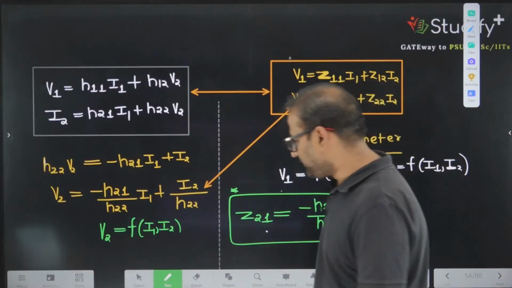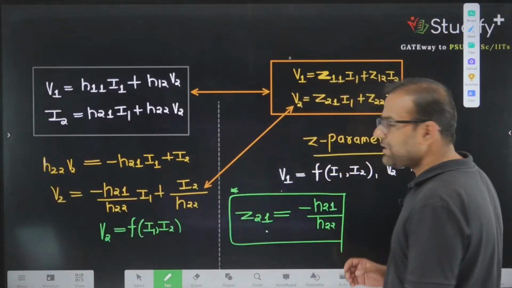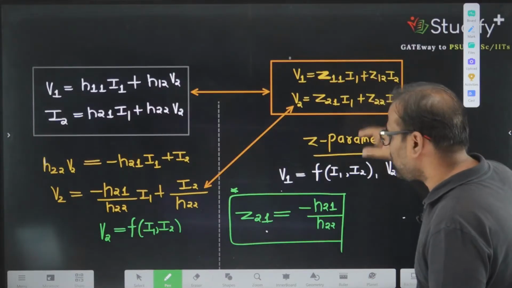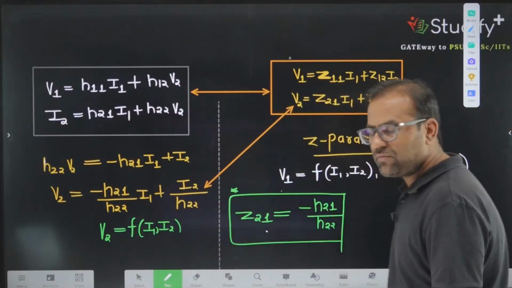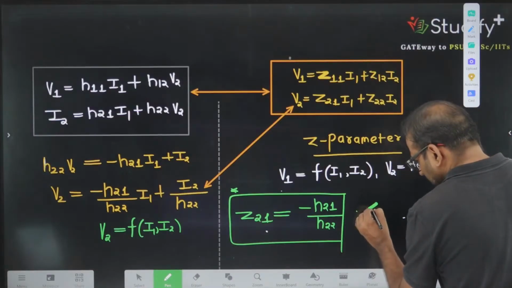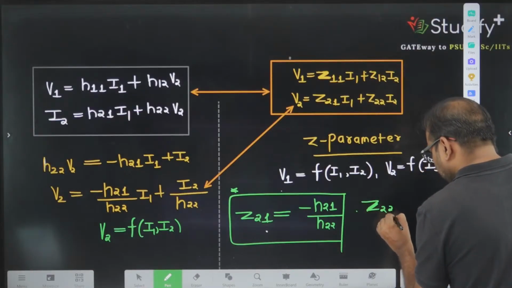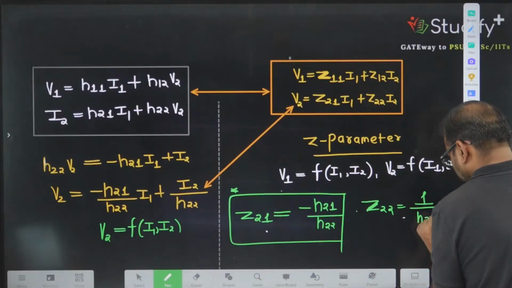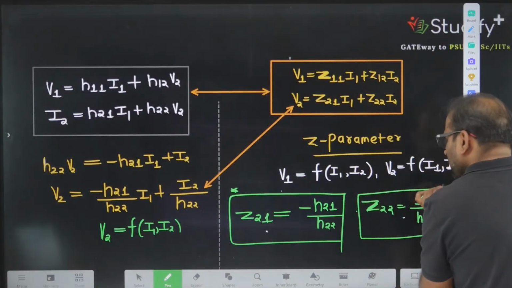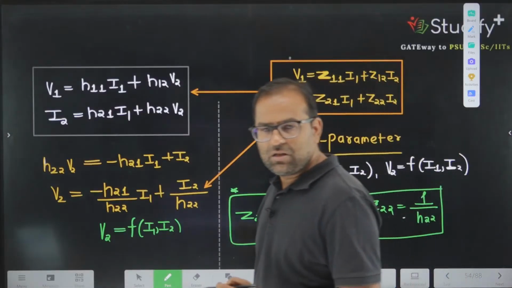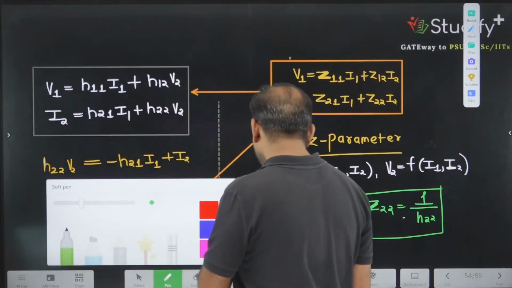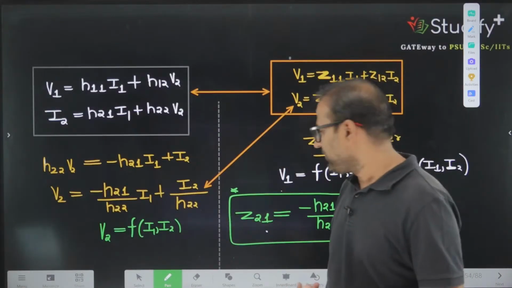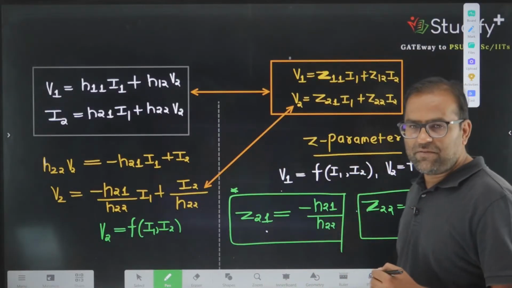What is next? Next, we have the coefficient of I2. The coefficient of I2 is Z22, and here the coefficient of I2 is 1 by H22. So you can say Z22 is represented by 1 divided by H22. We are trying to establish a relationship between the Z parameter and the H parameter. Likewise, you can have the relationship between the Y parameter and the H parameter. Everything you can relate.